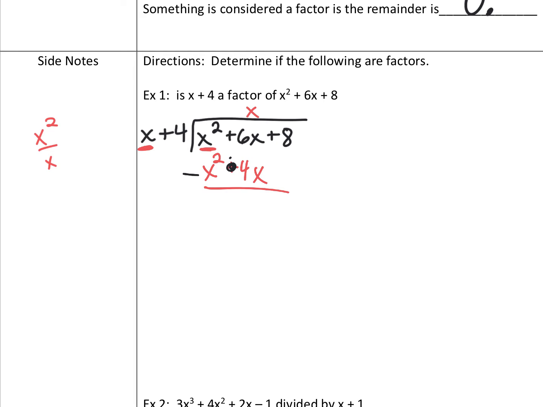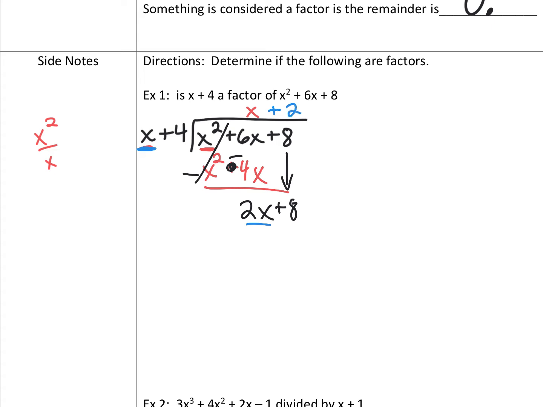When we do that, the x squareds are going to cancel. And what is 6x minus 4x? 2x. Yep, it should be positive 2x. And now what? Bring down the plus 8. And then first thing, first term divided by first term, which is 2. So plus 2, right?